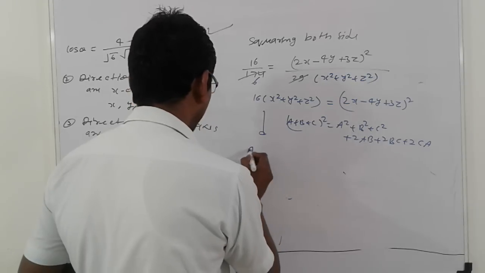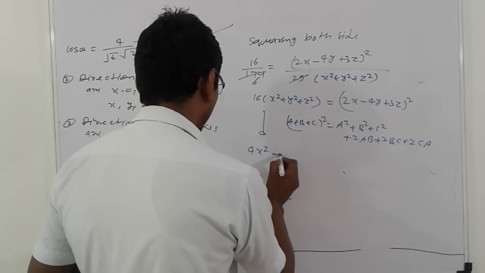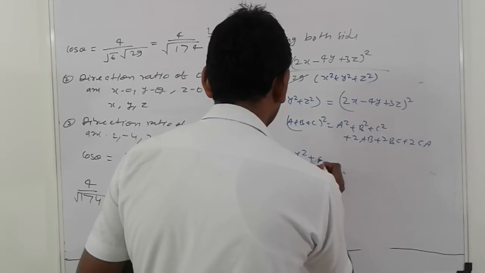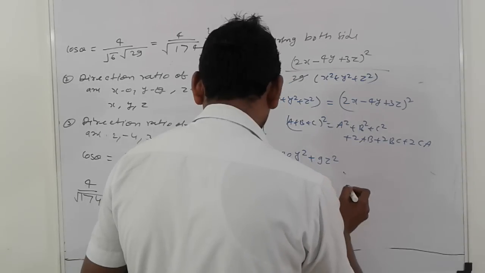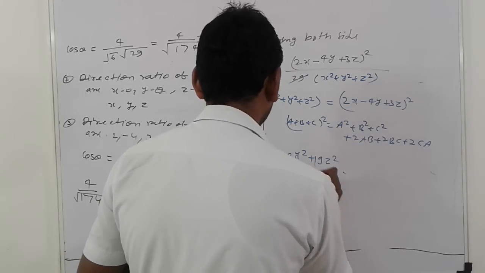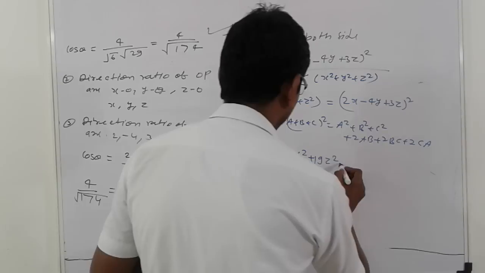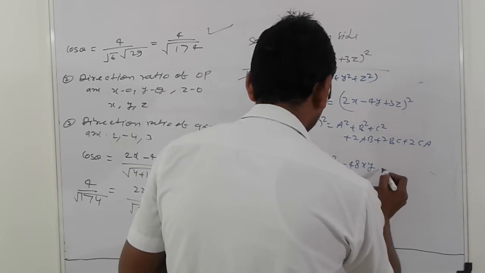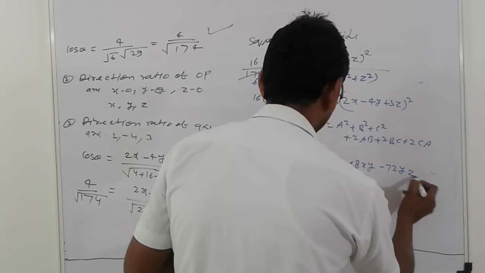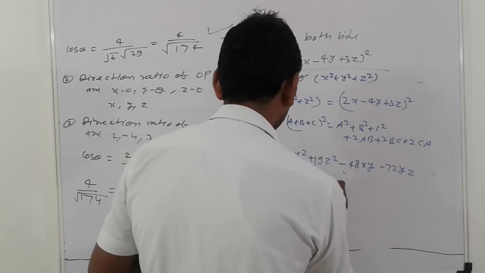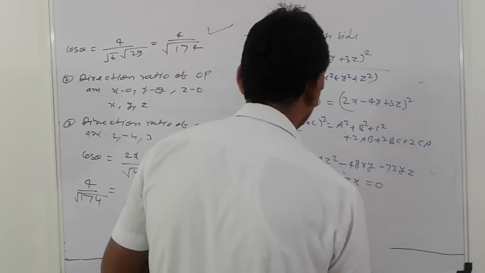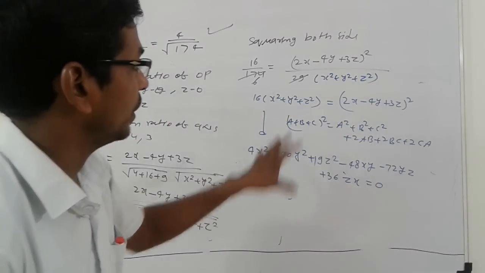मैं फाइनल आंसर राइट कर रहा हूँ, राइट हैंड साइड कर दीजिए, मल्टीप्लाई एंड वी गेट दिस. So here write down, this is 4x square plus 40y square plus 19z square minus 48xy minus 72yz plus 36zx equal to 0. So which is required equation of cone?